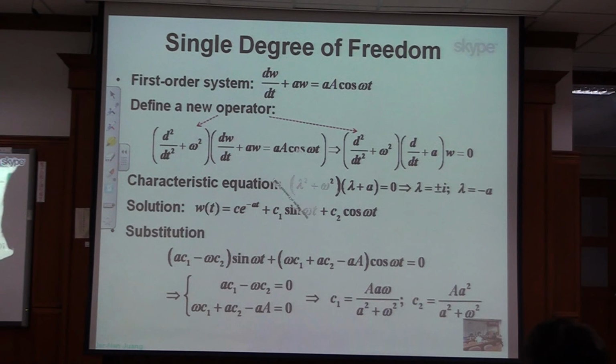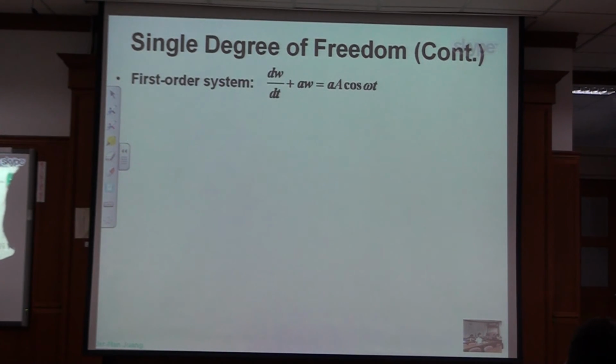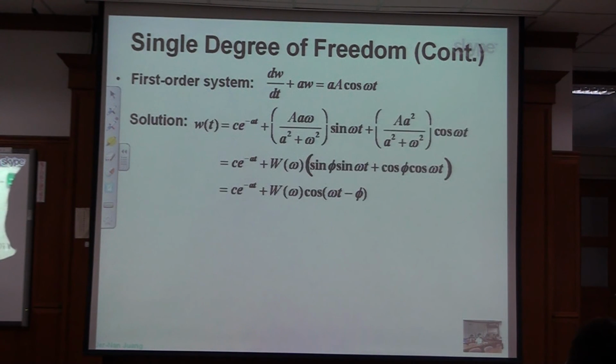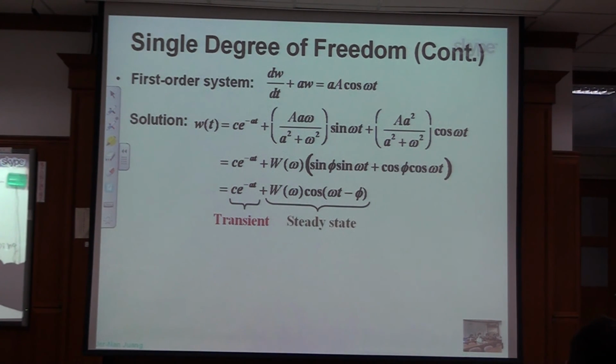Okay, now look at what we mean by this. We substitute here, and these are the solutions. Look at this. This is our transient, and this is our steady state. That's what we want to see. So for any differential equation, even for a single degree of freedom, we do have a transient part and a steady state part. What do we mean by transient? What do we mean by steady state? That's why we want to talk about it.